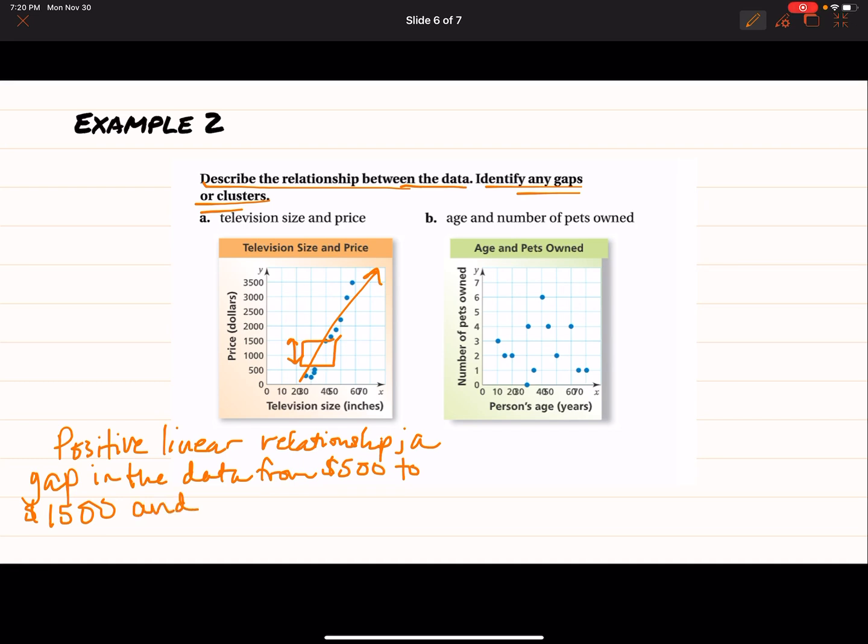And cluster. Do you see a bunching or a group here? I see a cluster right in there around the 500 point. So positive linear relationship, semicolon, a gap in the data from 500 to 1500, and a cluster around 500 in the data. Finish out that sentence there.